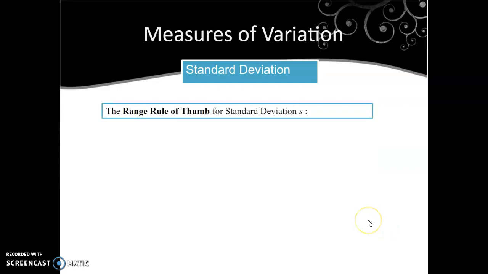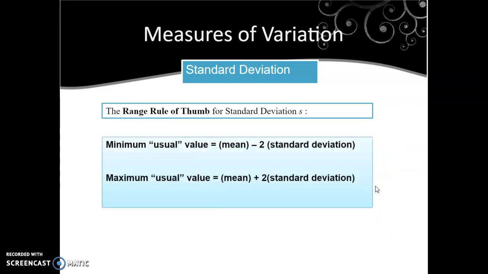Okay, the range rule of thumb. The range rule of thumb tells us how to find usual or unusual values given a data set. So for the range rule of thumb, if we have the mean, the minimum usual value should be the mean, or the average, minus 2 standard deviations. And the maximum usual value should be the mean plus 2 standard deviations. Anything outside of that range is going to be considered unusual. This is really cool. We can use statistics to tell whether some data point is usual or unusual.